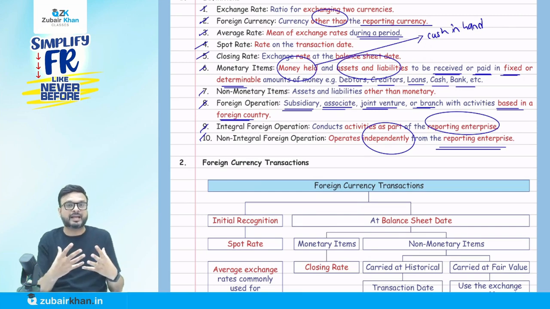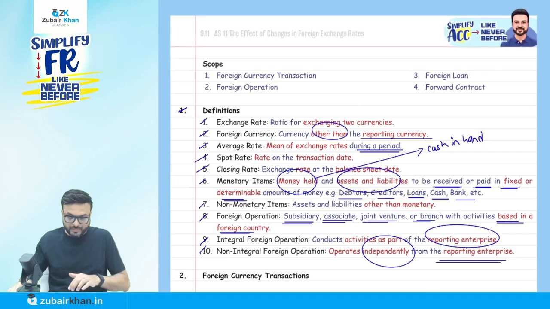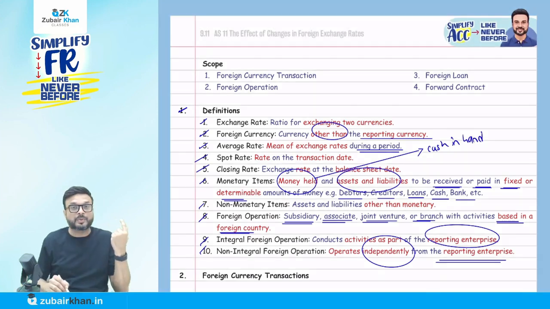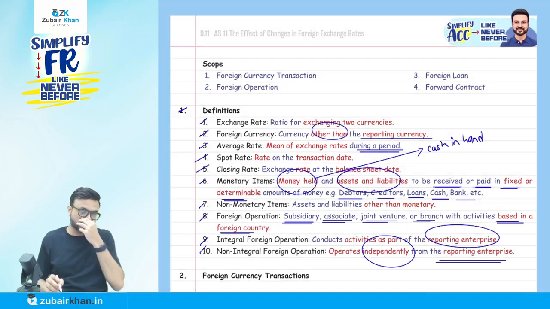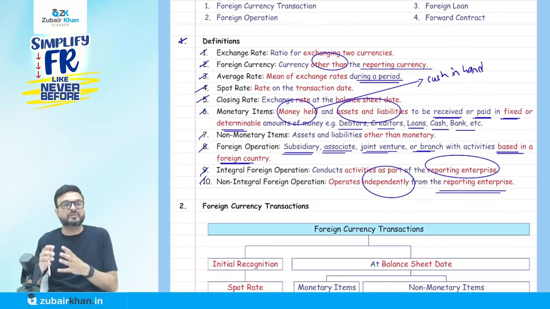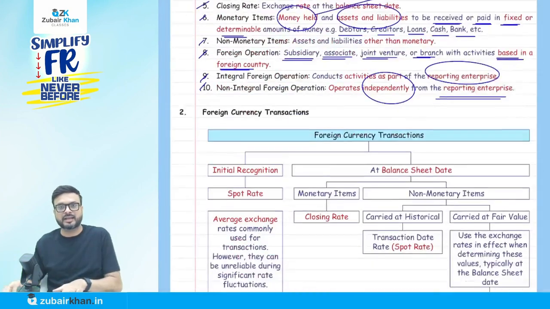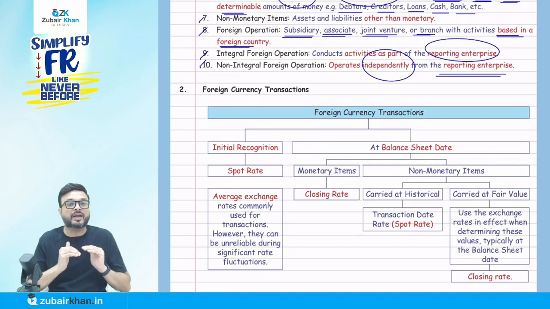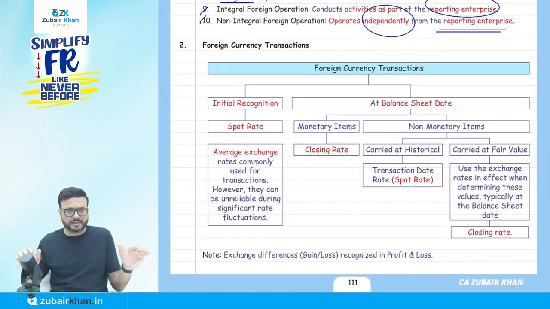No need to learn that. Just understand this. Now, what I will do is we are going to start from foreign currency transaction. First of all, I will discuss with you what we mean by foreign currency transaction, and then we'll see the accounting treatment. Very simple, you just have to listen to me. Everything is written in rapid gist here.